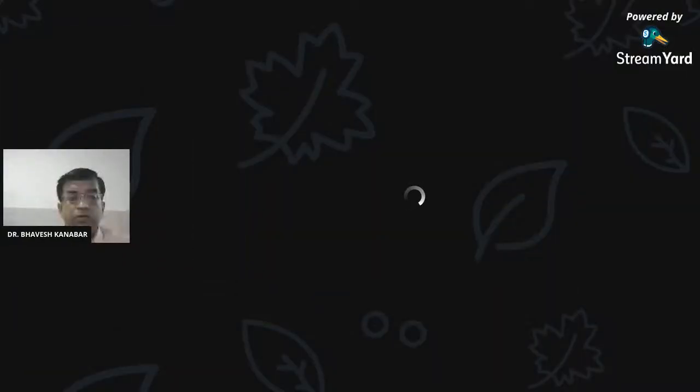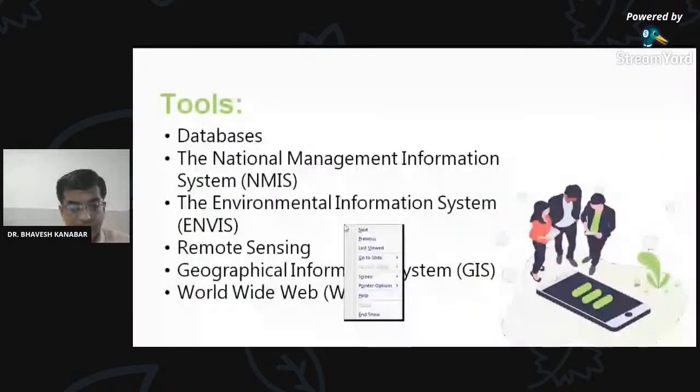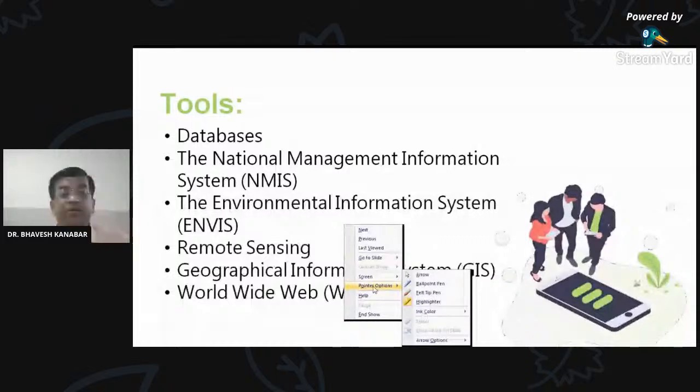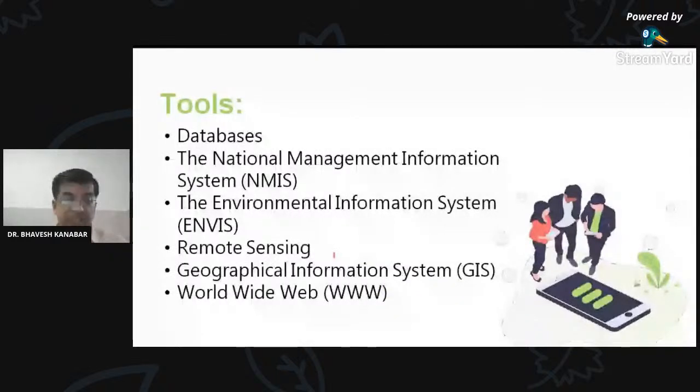Yes, so tools in case of information technology are database, National Management Information System, Environmental Information System, NVIS. This is NMIS. Then NVIS. Then remote sensing. You may have heard this word, remote sensing. A simple example is remote control. So remotely we are sensing, we are managing another device. That is remote sensing. Then GIS, Geographical Information System.